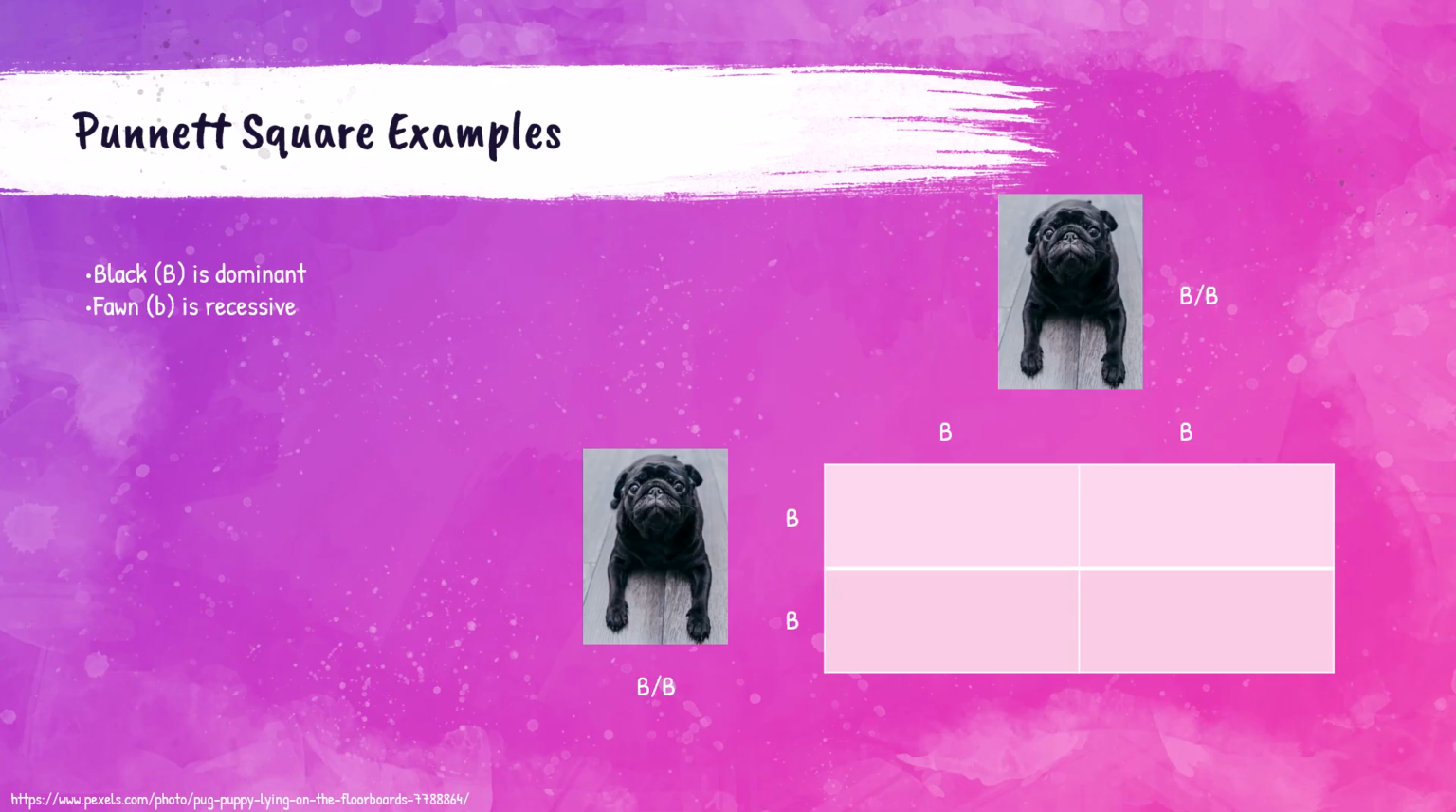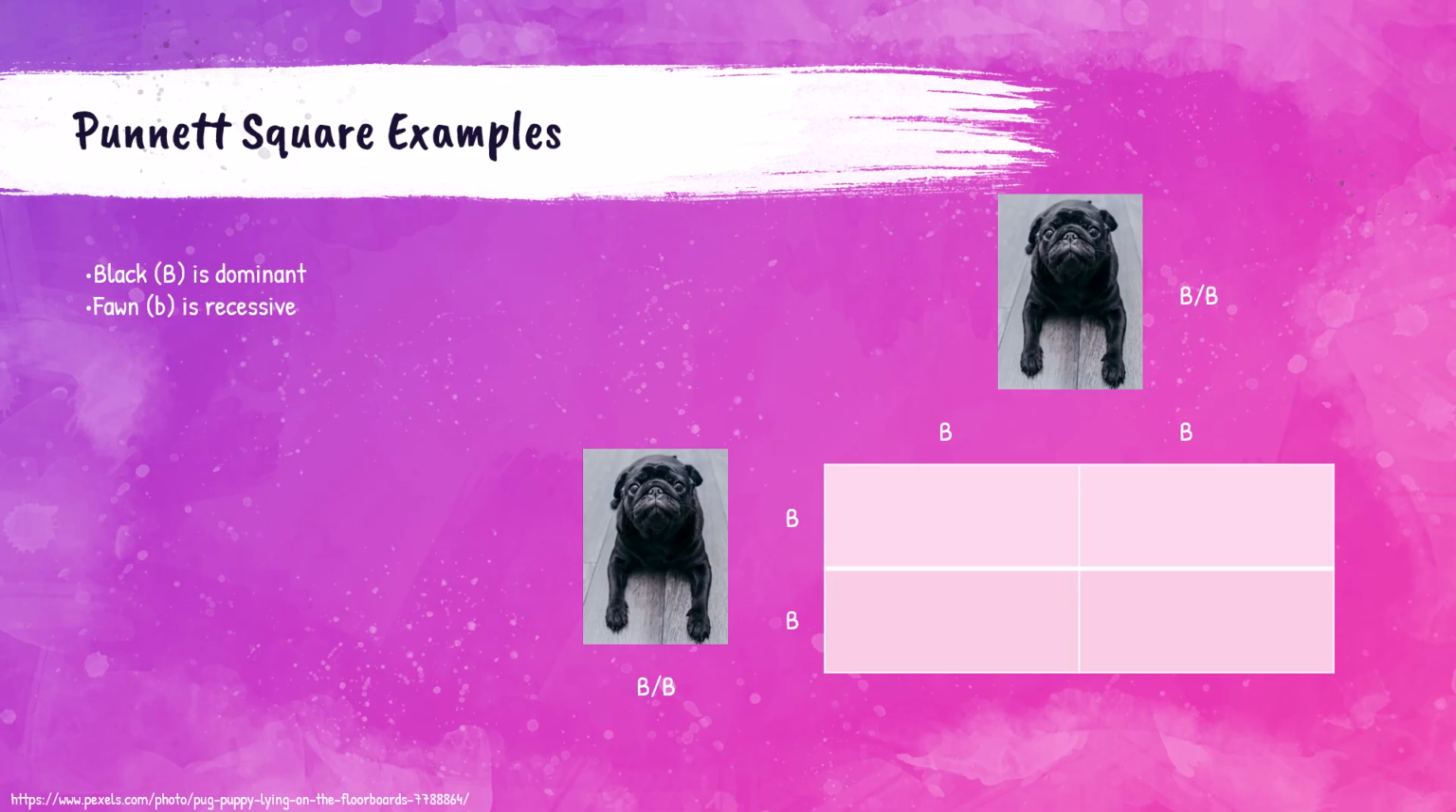So recall again that the capital B, or big B, is a dominant gene, and it codes for the phenotype black in color in pugs. And then little b is a recessive gene, and it encodes for the fawn color in pugs. So in this example, we're going to take two black pugs, okay? The black is the phenotype, remember, and the genotype, we don't actually know just by looking at the pug.